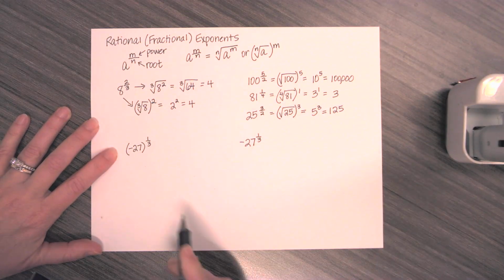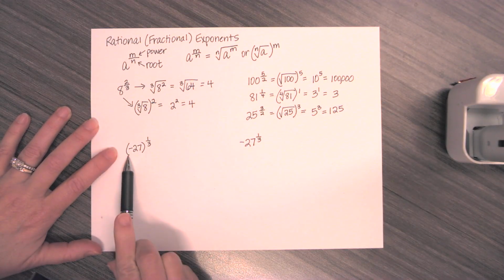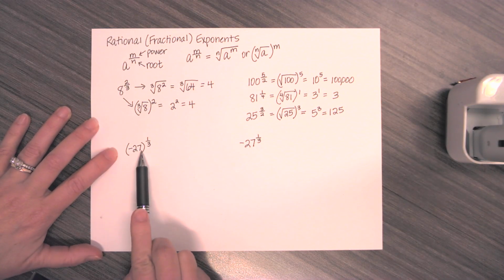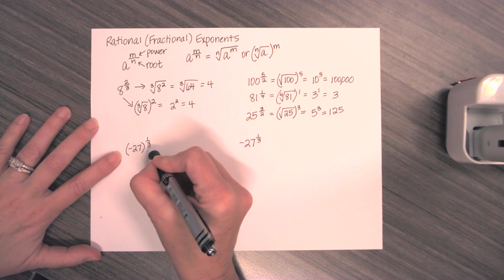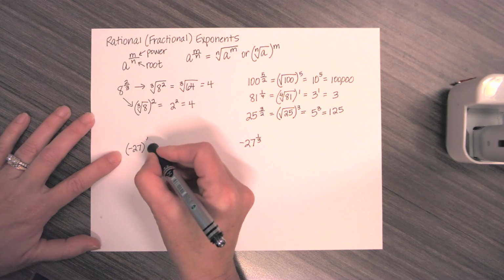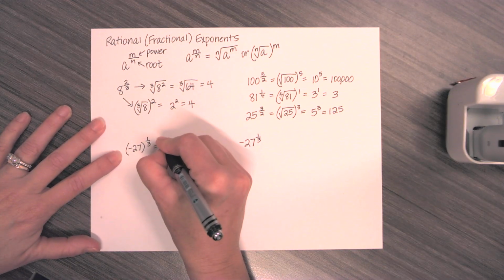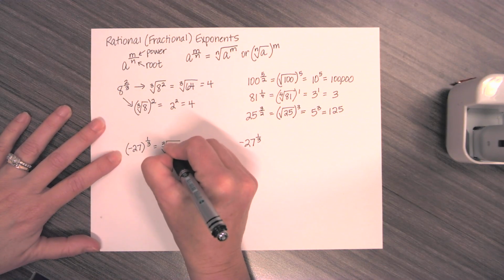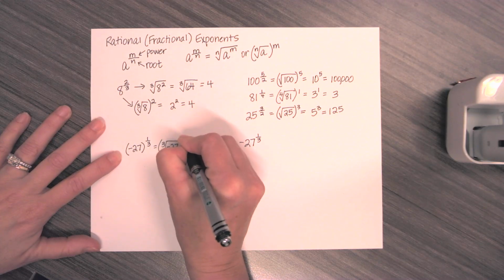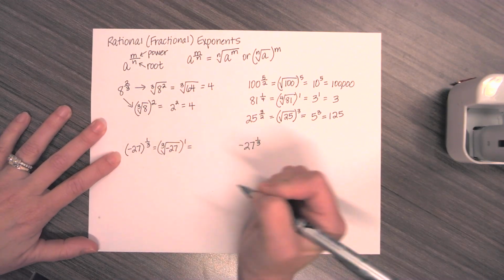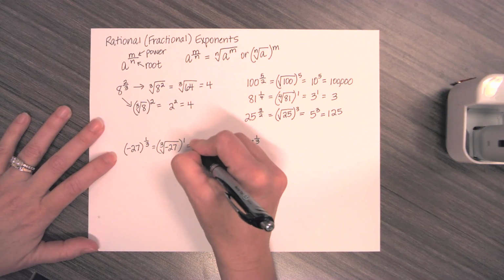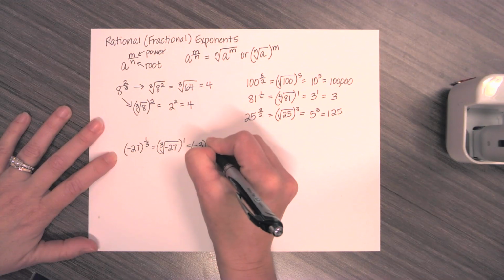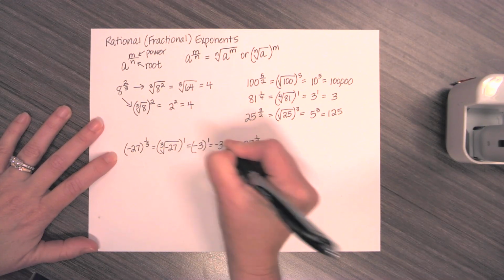If this is in parentheses, then we're dealing with this whole thing, negative 27. We're going to take the cube root of it because it's got a 3 on the bottom, and then we're going to raise it to the first power. So we have the cube root of negative 27, and then we raise it to the first power. We can do a cube root of a negative because it's an odd root. Cube root of negative 27 is negative 3, and to the first power would be negative 3.